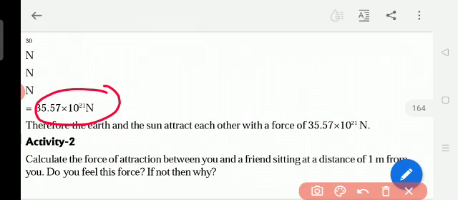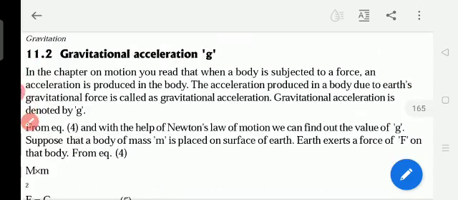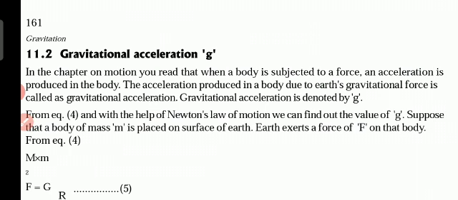Newton is the SI unit of force, the attraction force. The force SI unit is Newton, capital N. So this much force, the earth is attracting the sun, or the sun is attracting the earth. And in the next topic we see the gravitational acceleration g. Please don't forget the gravitational constant value: 6.67 into 10 to the power of minus 11 Newton meter square per kilogram square.